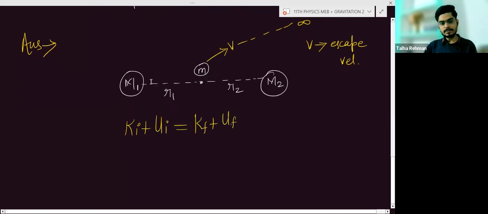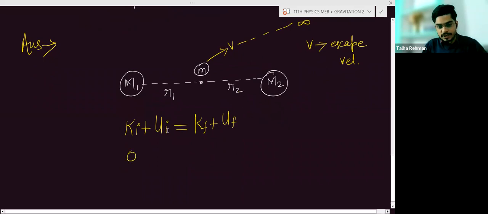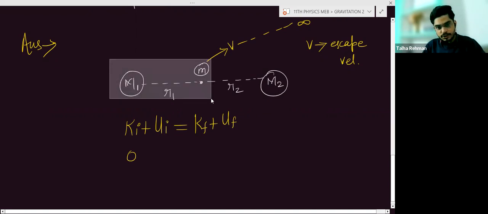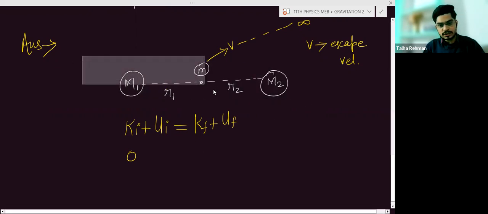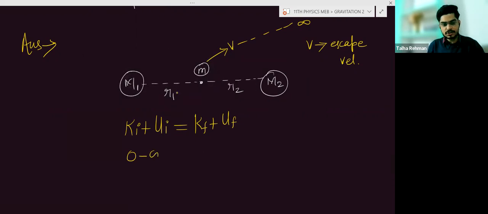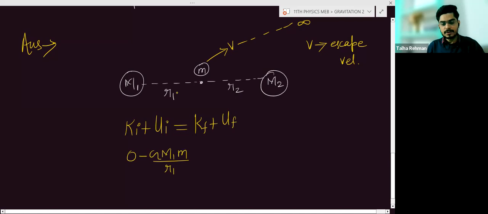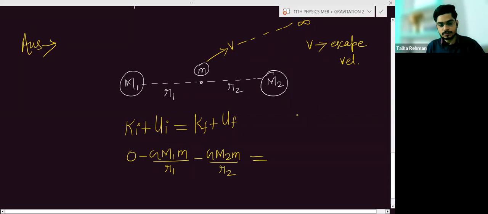So initially all these masses are at rest. So the initial kinetic energy of the planets is zero. Initial potential energy of this system, the potential energy due to this system of masses, will be minus G M1 into M divided by R1. And for this, the potential energy will be minus G M2 into M divided by R2, and this total energy is zero.